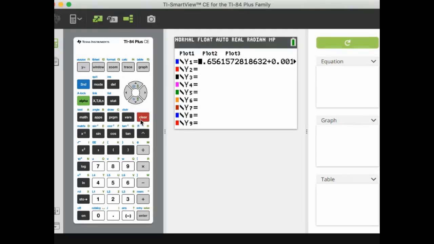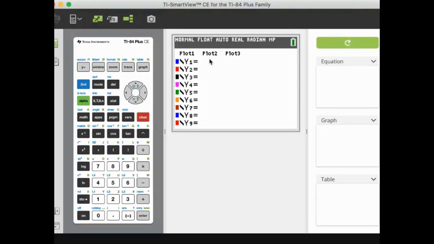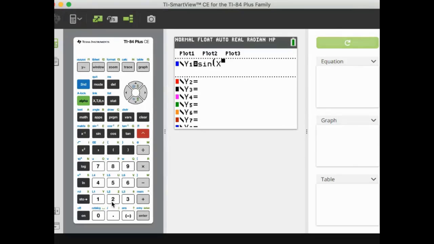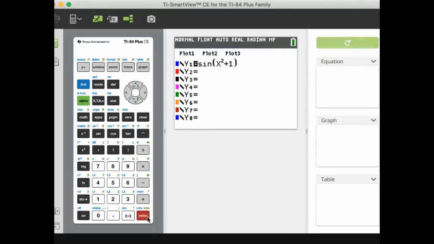Let me go ahead and clear that out. In my y1, I'm going to type in the function that we have, and it was sine of x, and I'm going to use the caret here, x squared plus 1. The one thing that everyone should understand is this is our derivative function. Be very careful that you understand that this is our derivative function.